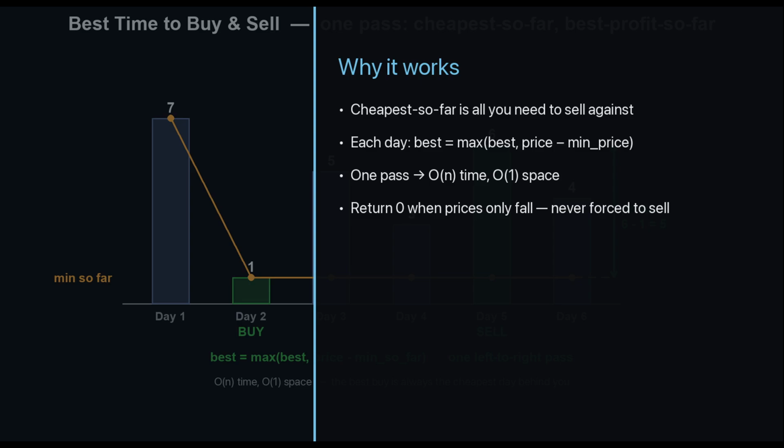Why does this work? The key insight is that the best day to have bought, for any day you might sell on, is simply the cheapest day anywhere behind you. So that one running minimum is all you ever need to compare against. At each step, the best profit is just the best we already had, or today's price minus that minimum, whichever is larger. Because we walk the array only once and keep two numbers, it's linear time and constant space. And if prices only fall, best never leaves 0. We're never forced into a losing trade.